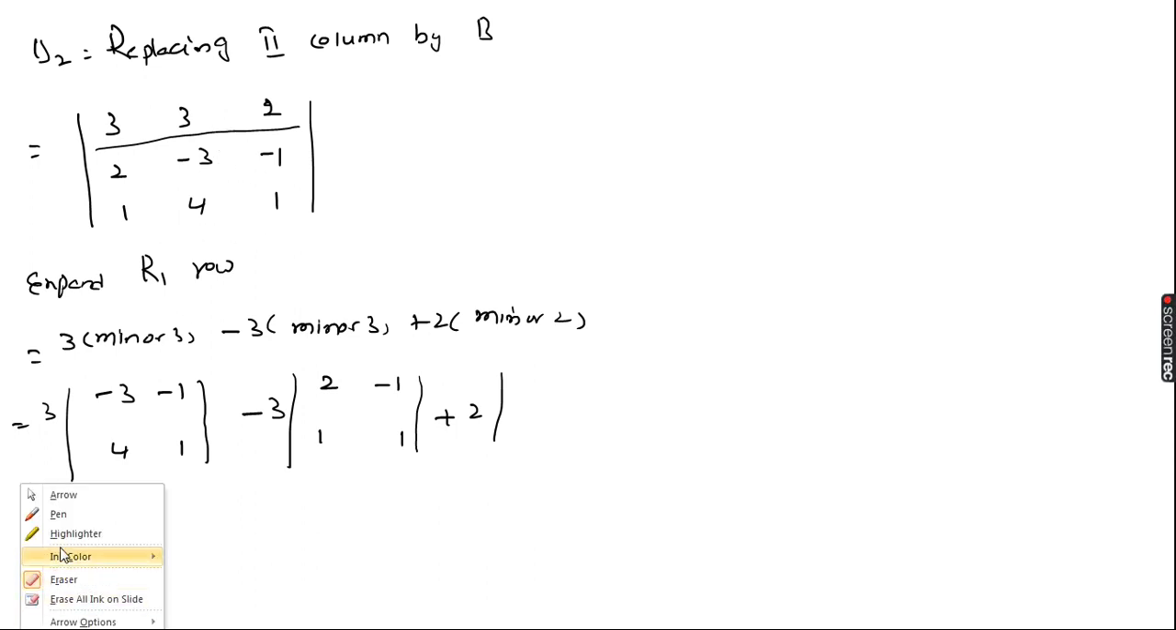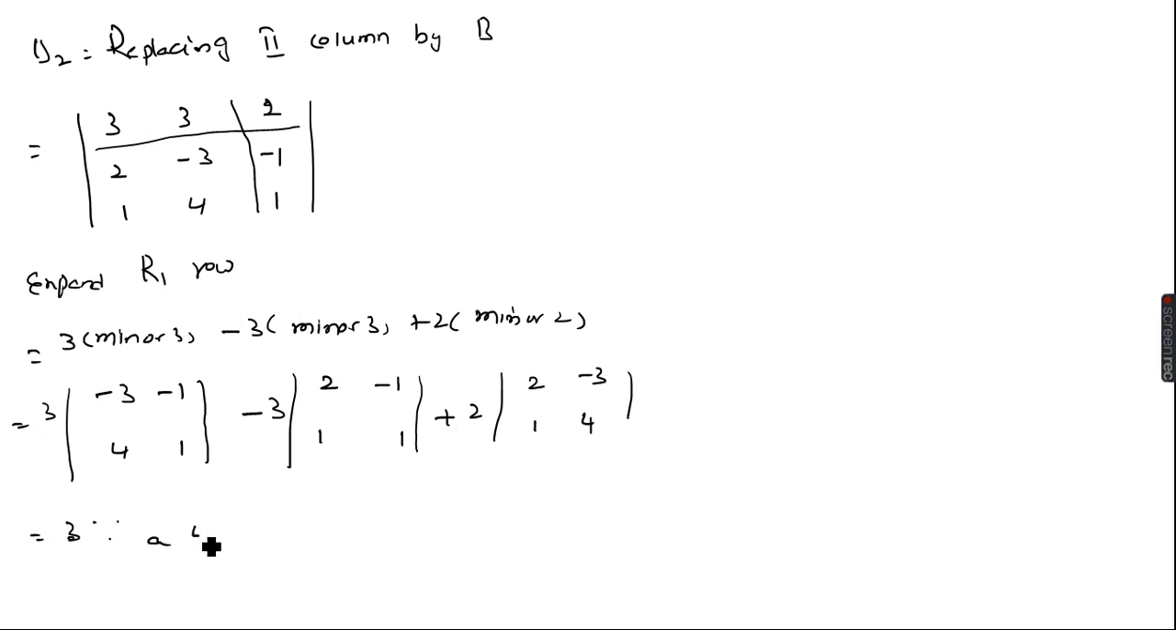So therefore, remove the first row and third column. We get 2, minus 3, 1, 4. We have to do the determinant of ABCD. What is the basic formula? The determinant of ABCD is nothing but AD minus BC. This is a basic one.